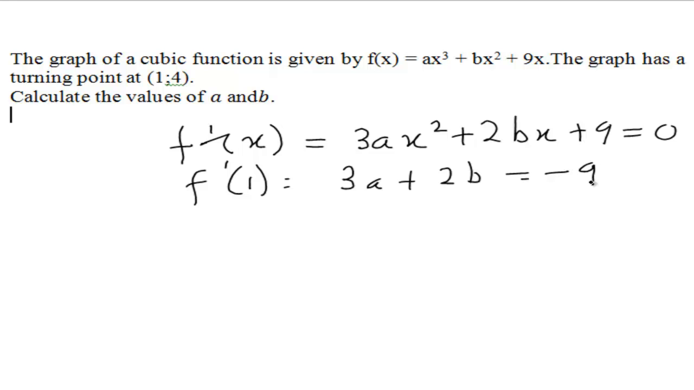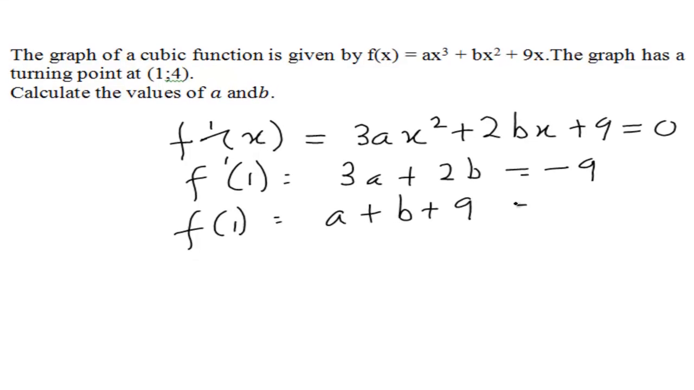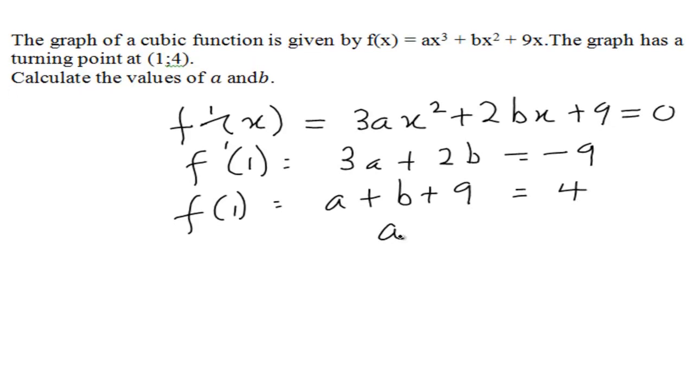And then if we substitute the coordinates directly, f of 1, you will get a plus b plus 9 is equal to 4, giving us a plus b is equal to minus 5. And when we solve these two equations simultaneously, you will get a is equal to 1 and b is equal to negative 6.